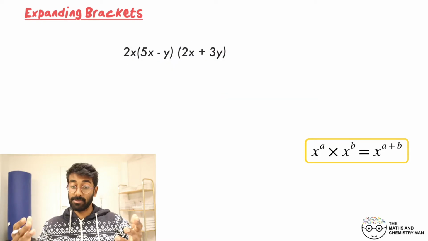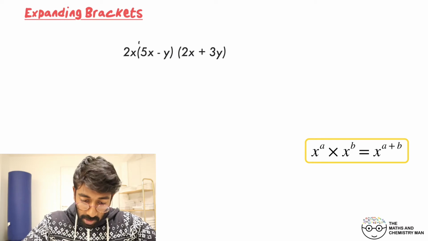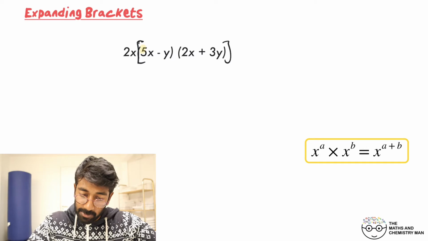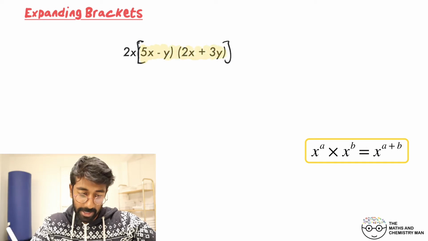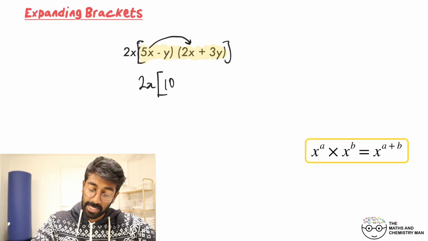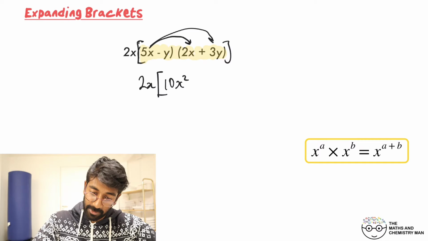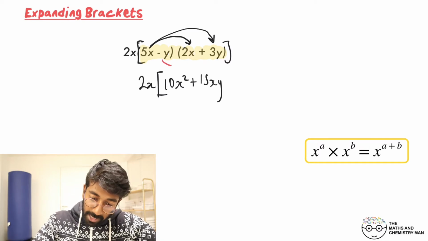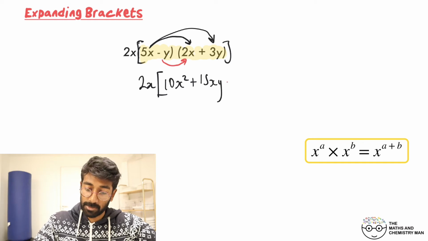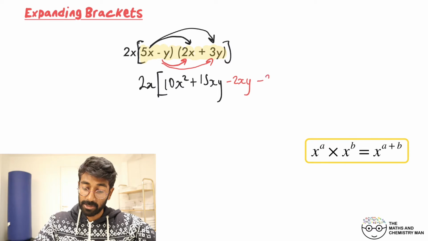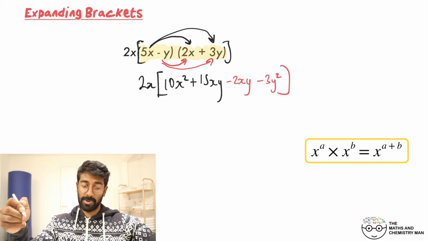Okay, the next one, same sort of thing. I'm going to do it exactly the same way. So have square brackets around those two, and then what we'll do is just expand everything in this part here. So the 2x, keep that on the outside. And then we're going 5x times by 2x, that's 10x squared. 5x times by 3y, that's plus 15xy. We've got minus y times by 2x, that's minus 2xy. And then minus y times by 3y, that's minus 3y squared. Close off the square bracket there.